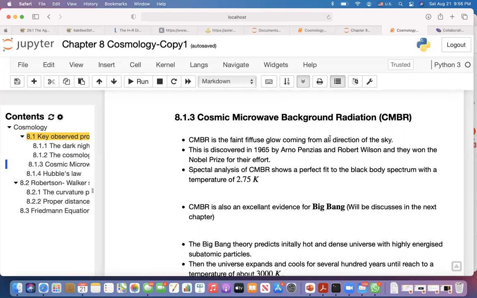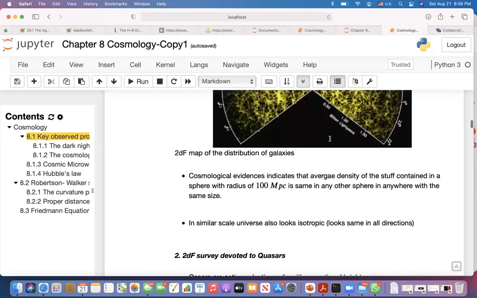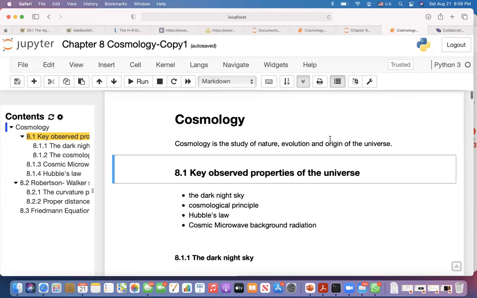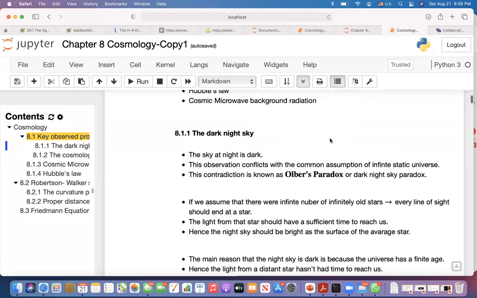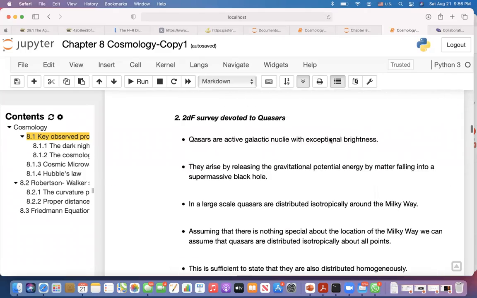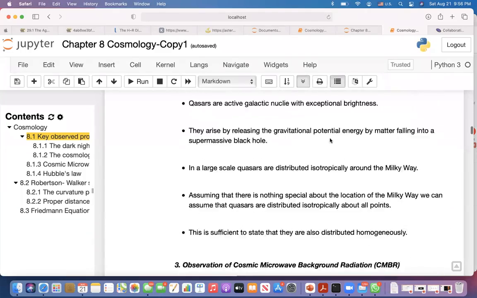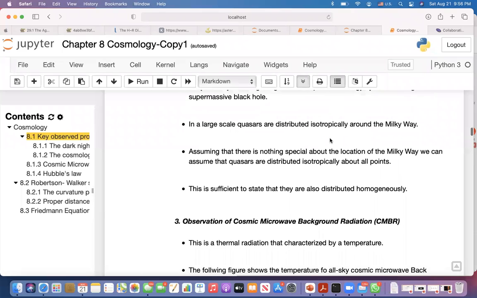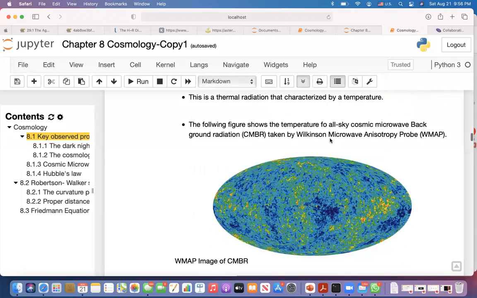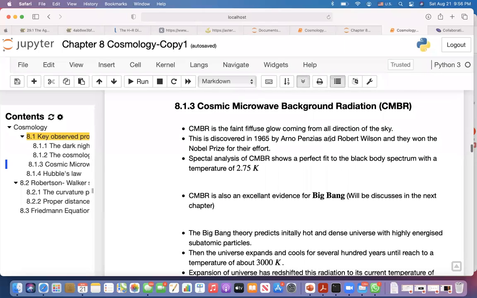Right, so up to here, does anybody have any questions before we go on to talk about Hubble's law and the other observed property, which is, once again, about the cosmic microwave background radiation? We have already talked about that. Anybody have any questions up to here?